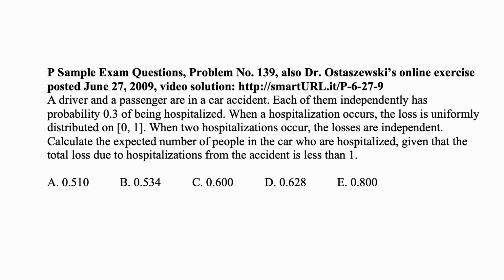Here's a problem for today for exam P on probability. A driver and a passenger are in a car accident. Each of them independently has probability of 0.3 of being hospitalized. When a hospitalization occurs, the loss is uniformly distributed on the interval from 0 to 1. When two hospitalizations occur, the losses are independent. Calculate the expected number of people in the car who are hospitalized, given that the total loss due to hospitalizations from the accident is less than 1.